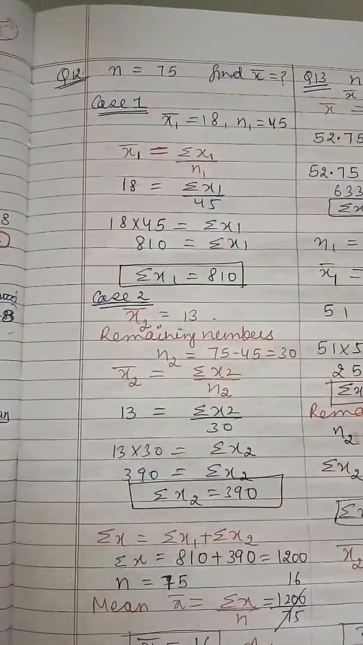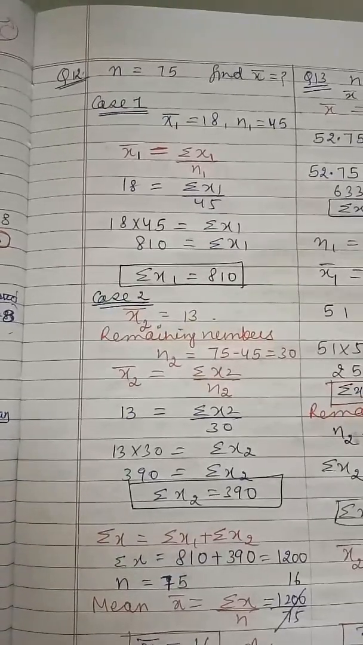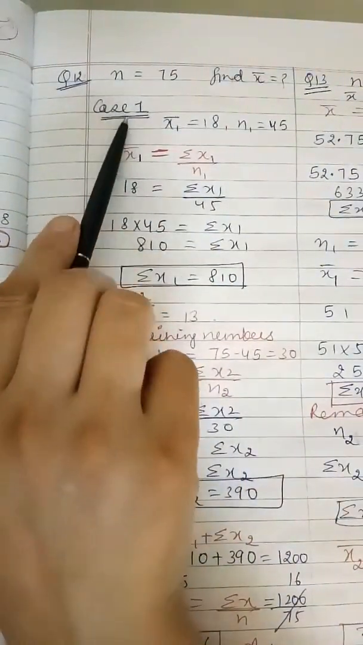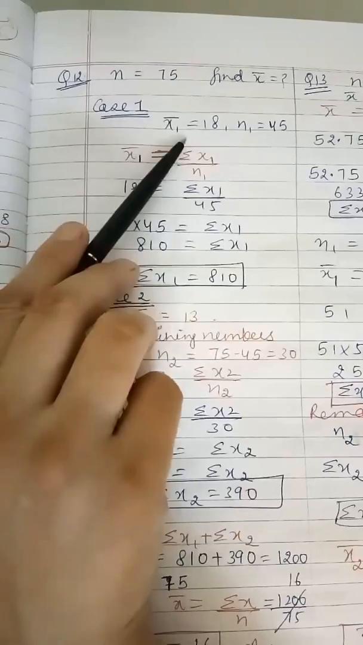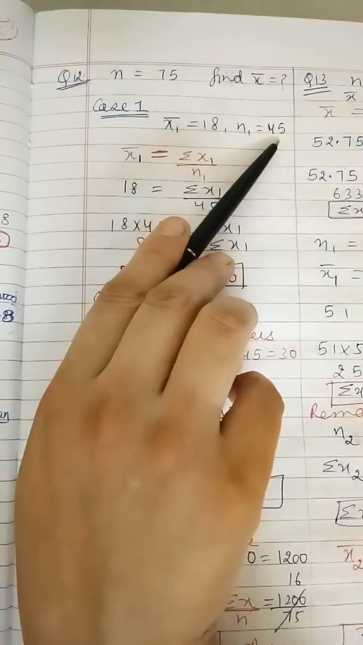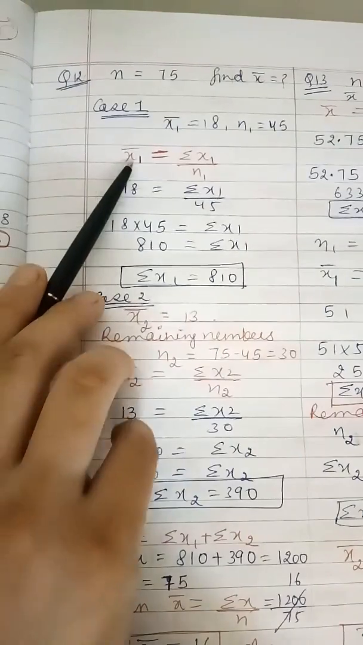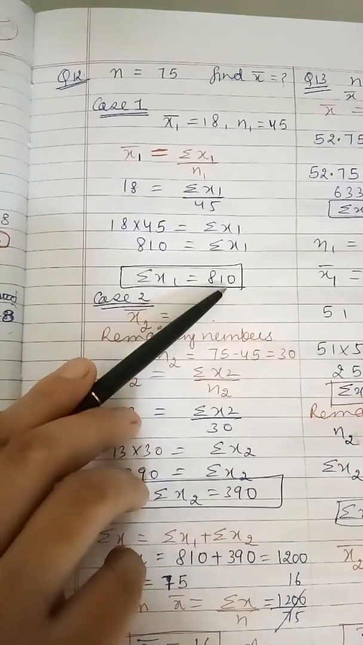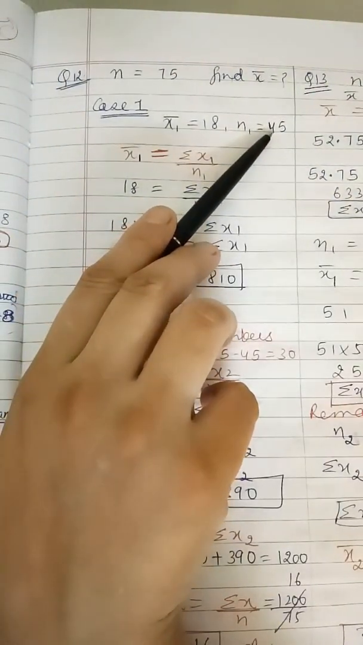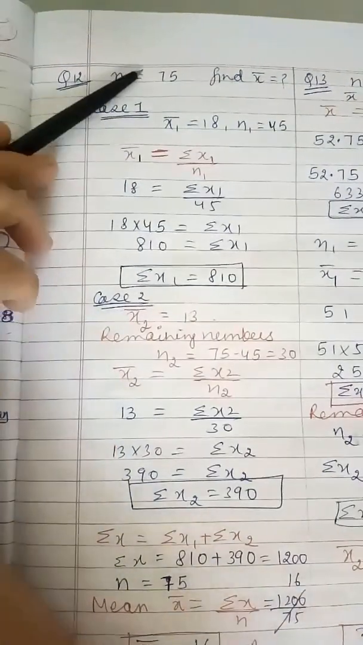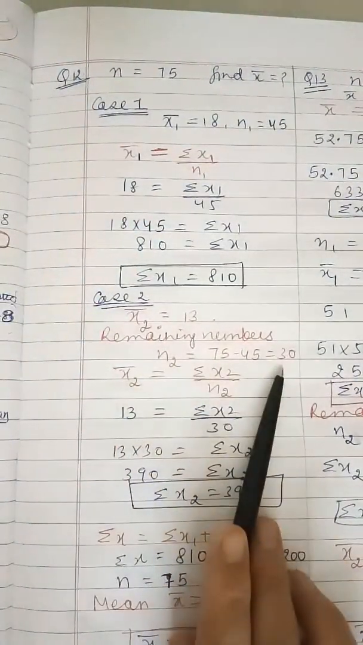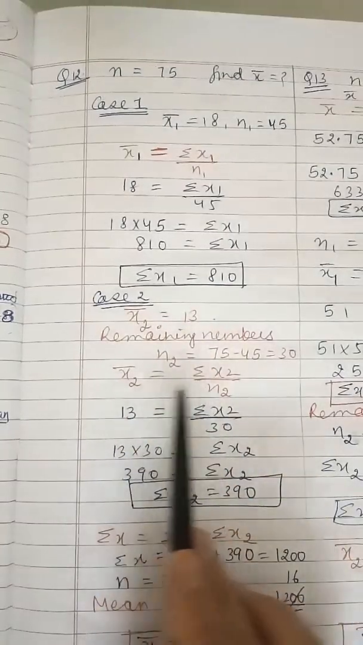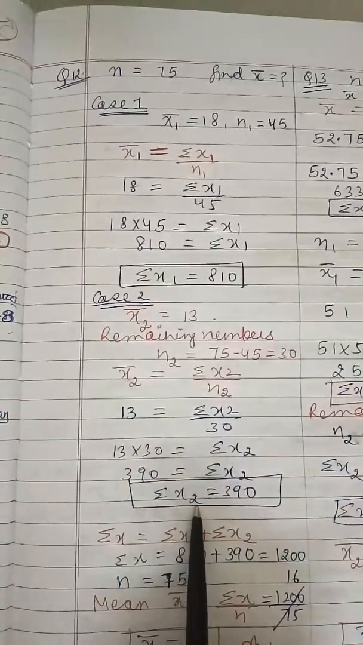The 11th question is similar, that you can try. See the 12th one. Find the mean of 75 numbers. N is 75, and the mean of 45 of them is 18. So here we have two cases. In the first case, the mean is given as 18 when the 45 numbers are there. So we can apply the formula x1 bar equals summation x1 upon n1. Putting the values, we are getting summation x1 as 810. So 45 observations we have used in the first part. So how many observations are left? 75 minus 45. So the remaining numbers are 30. In that case the mean is given as 13. So again we will apply the formula of mean, put the values, and we are getting summation x2.